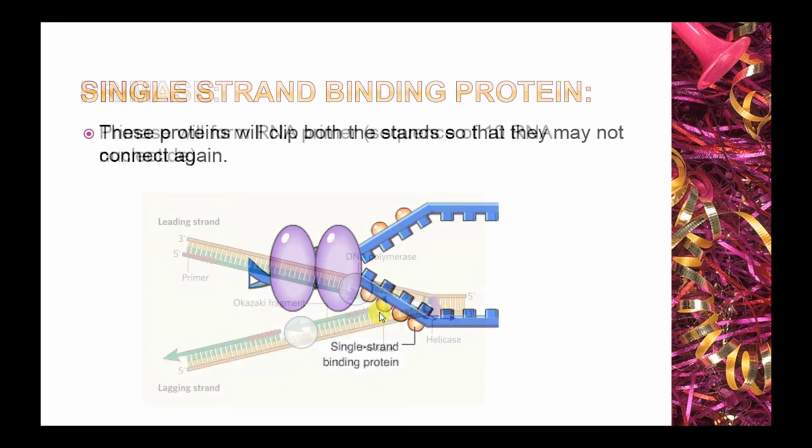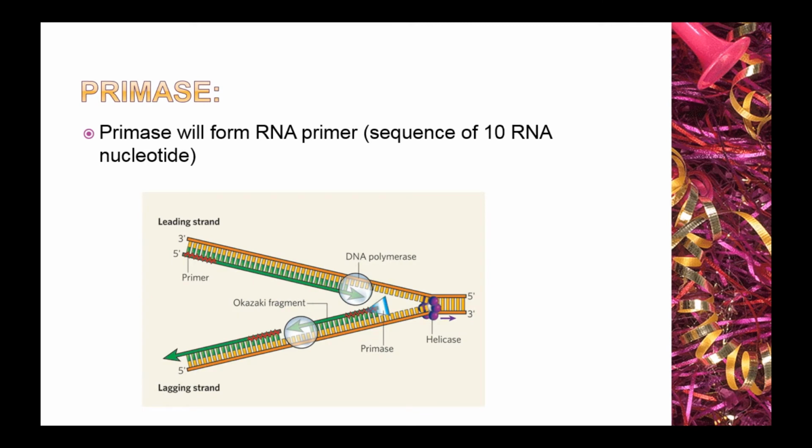And the third enzyme we have is primase. What does primase do? Primase will form RNA primer. And what is RNA primer? RNA primer is basically a sequence of 10 RNA nucleotides. Why do we need RNA primer? To start the replication before forming a new strand on the single strand of the parental molecule.